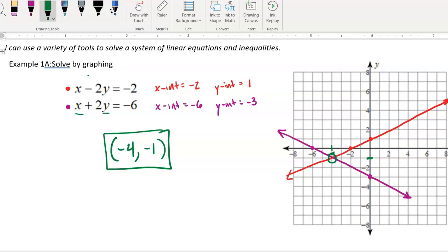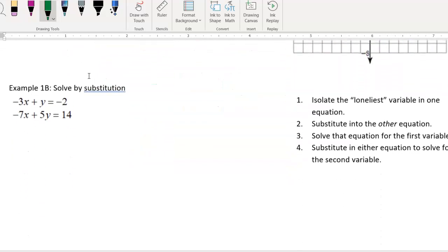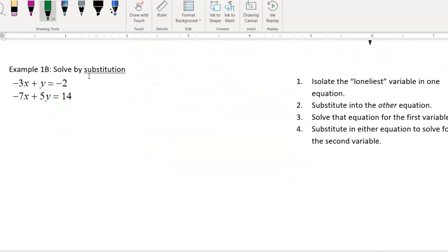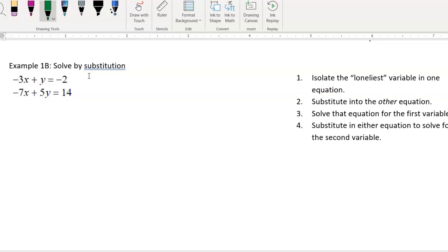Now, graphing is not the best way to do it. In fact, it's probably going to be the least used method to solve a system of equations, because they're not always going to intersect at nice little grid lines. And even if they did, if our graph isn't very accurate and we're off just a little bit, maybe our answer will be wrong. So we really don't like to graph to solve a system of equations. So let's look at some other options. One of the options is called substitution.